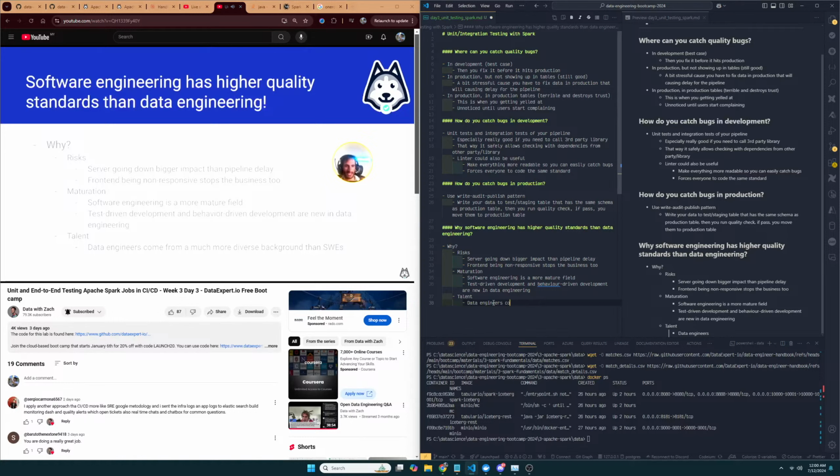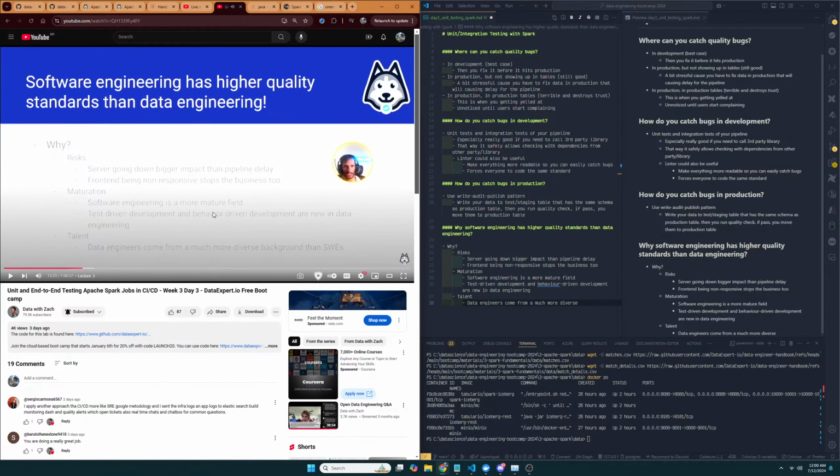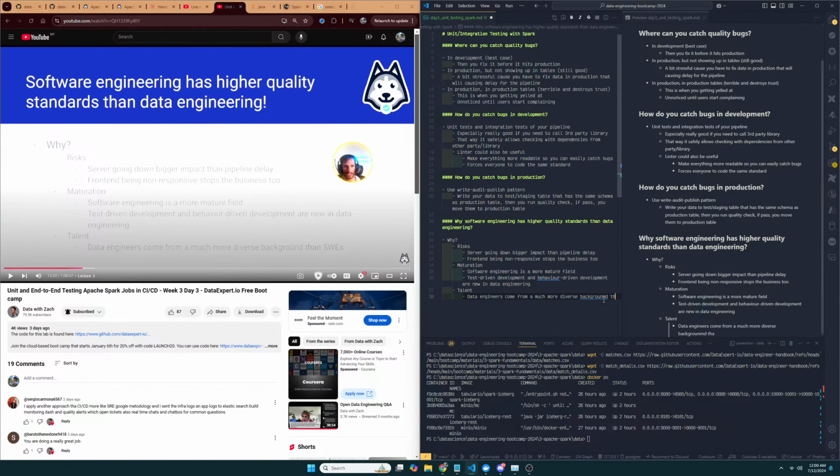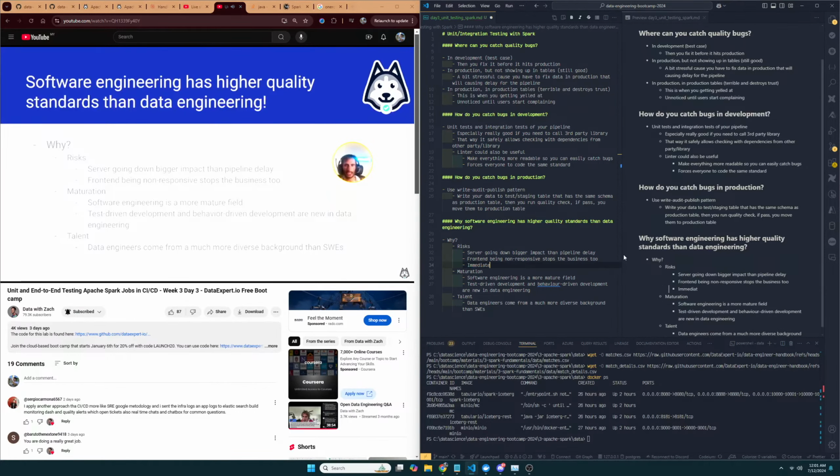So you can think about risks. For software engineering, there's an immediate consequence for lack of quality. There's an immediate consequence of a bad push. There's an immediate consequence of a quality issue. And so that's a big thing.